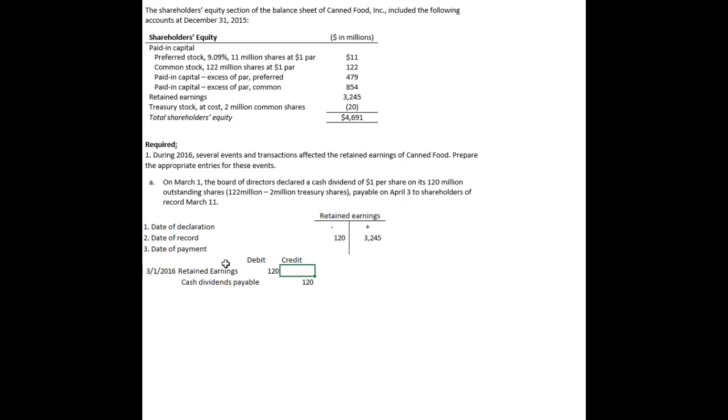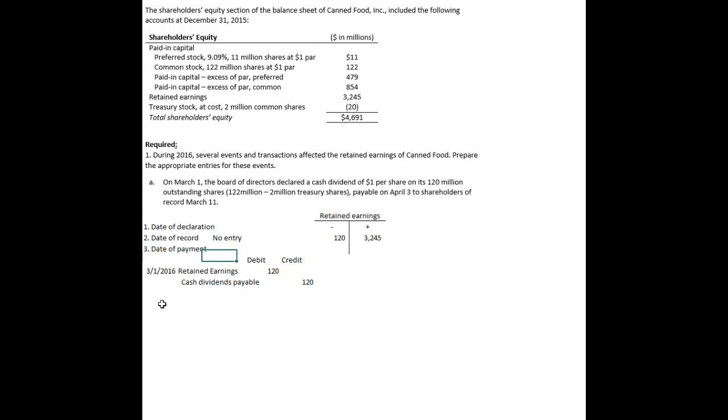So if you think about what's happening, we're simply just keeping track at that point of who owns the stock. There's no change in the amount we've already set aside to distribute to the shareholders, and we're not actually paying it yet. So on the date of record, there's never any entry. There's no entry.